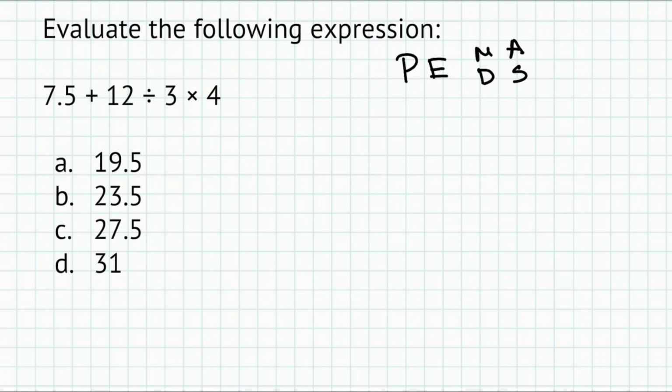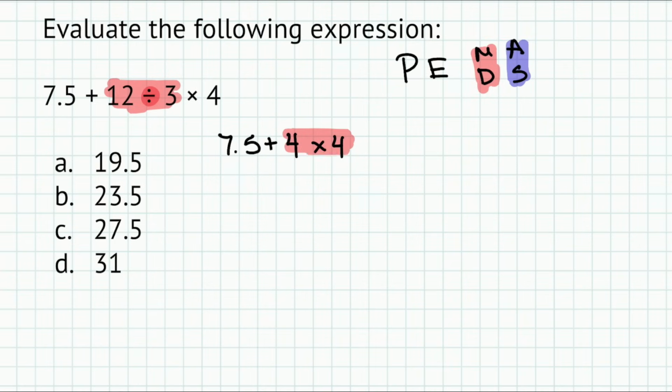Right there, remember. It's multiplication, division, whichever comes first, addition, subtraction, whichever comes first. So I notice here that we have division and multiplication. So what I'll do is I'll just say, hey, which comes first? The division. So this is what I'll do first. So that's going to give me 7.5 plus 12 divided by 3, which is 4. And then bring that times 4 right there.